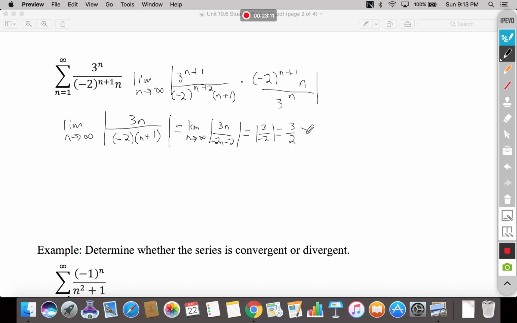And what do we know about 3 halves? It is greater than 1. So what do I know? My series diverges by the ratio test.